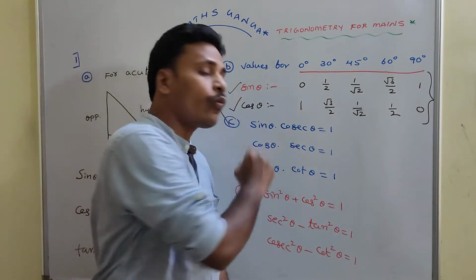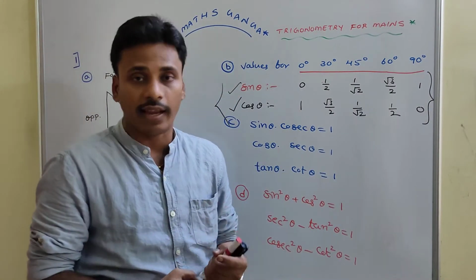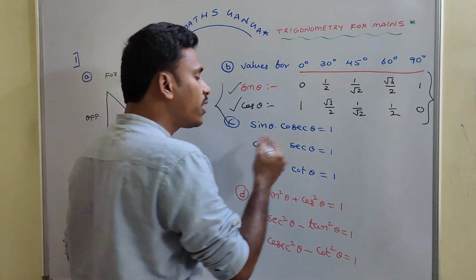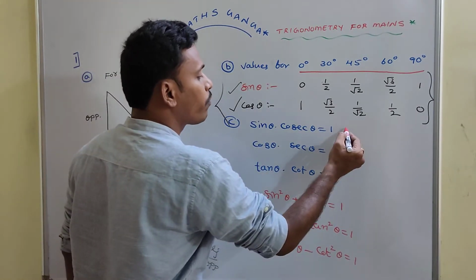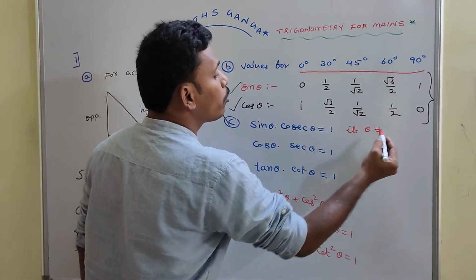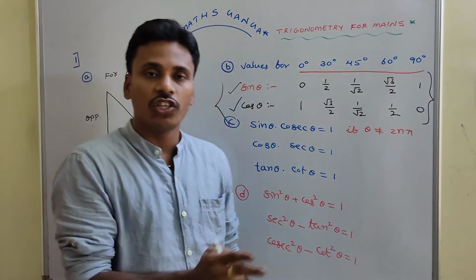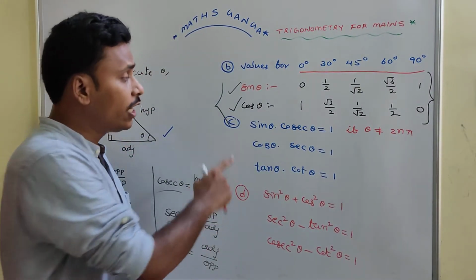Similarly, this first identity fails for 0 degrees, 180 degrees, 360 degrees. So you need to memorize that sin theta into cosecant theta is equal to 1 if theta is not equal to even multiples of 90, like 2n pi. For 0, 180, 360, for all those angles that identity fails.